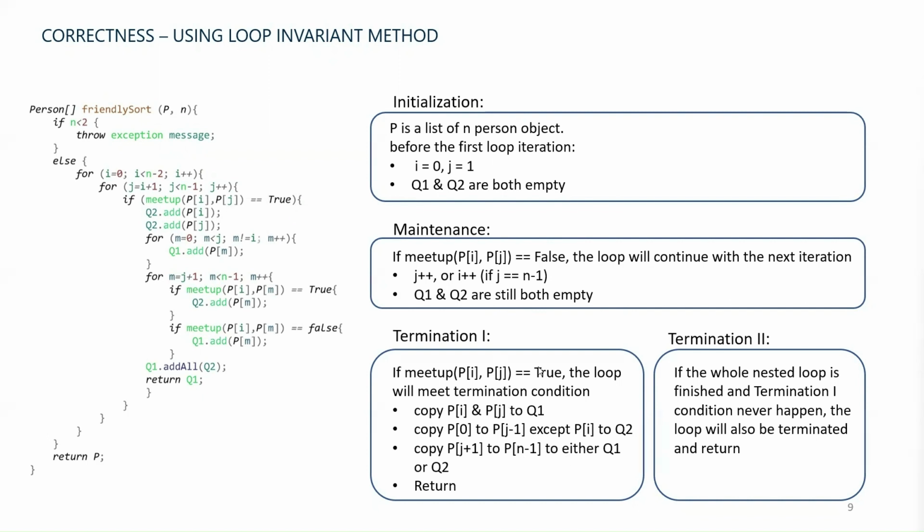Termination condition number 1: if meetup(Pi, Pj) returns true, the loop will meet the termination condition. Then we'll do this bunch of operations and return. Termination condition number 2: if the whole nested loop is finished and termination condition 1 never happened, the loop will also be terminated and return.